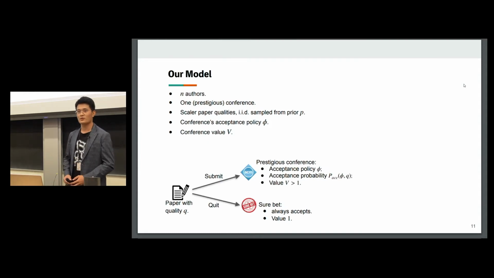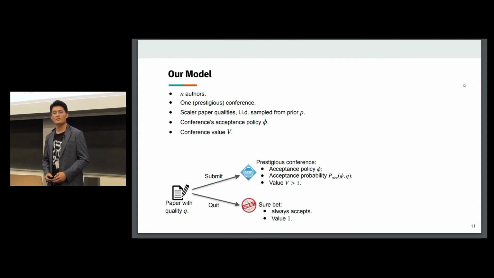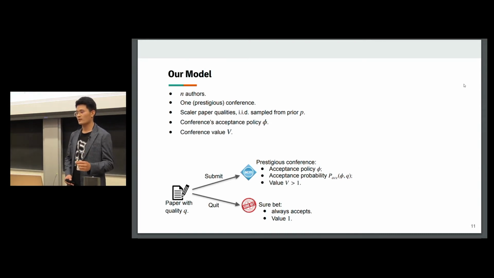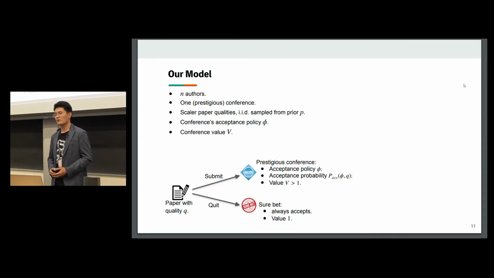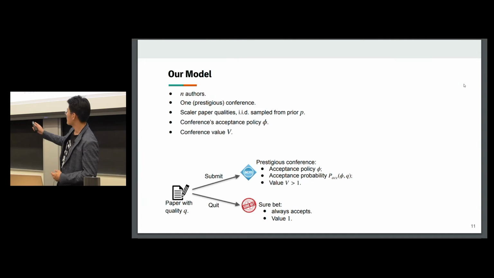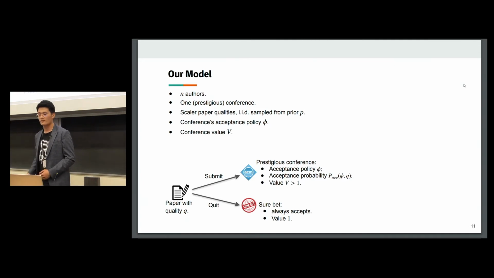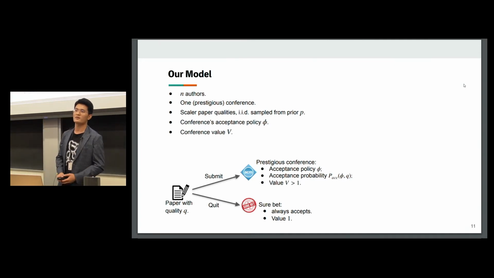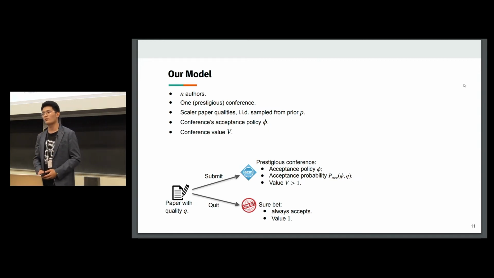The model is very straightforward. Consider n authors, each with a paper to submit. There's only one prestigious conference. The paper's quality you can consider as a scalar, like a real number. They are IID drawn from some prior P. Now consider a paper with quality Q. The author of that paper will face a binary decision: whether to submit to the prestigious conference or just submit to the sure bet. The sure bet you can consider as a second-tier conference, which always accepts and returns a value of 1.